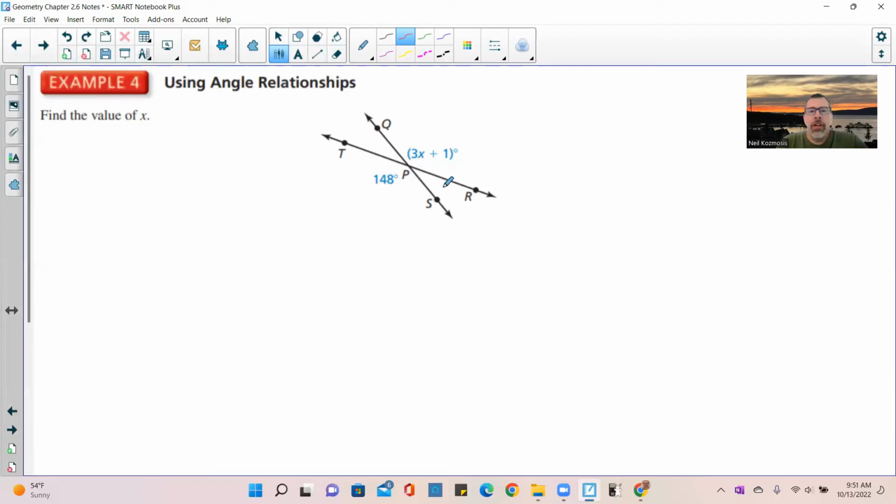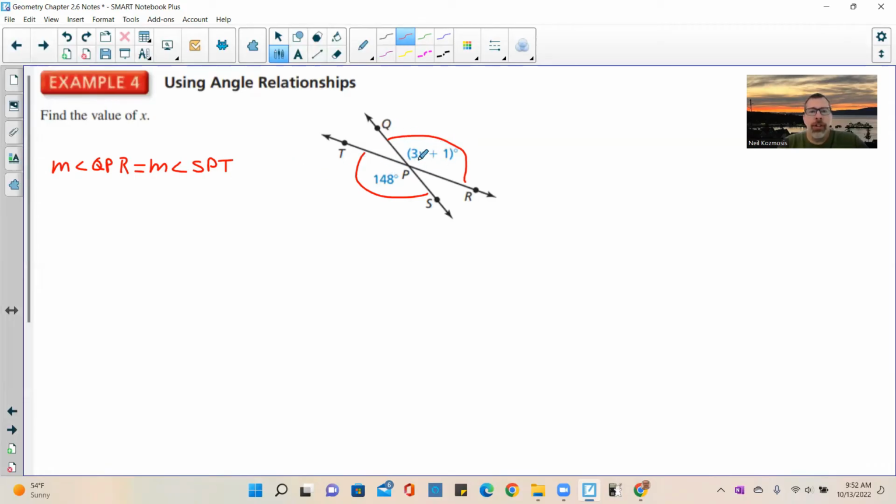Right here we have two lines that intersect, and whenever you have two lines that intersect, opposite angles, vertical angles, are congruent. So the first thing I would say is that angle QPR is congruent to angle SPT. The reason for that is vertical angles are congruent. Once we know that vertical angles are congruent because we proved it, now we can just use it to solve equations.